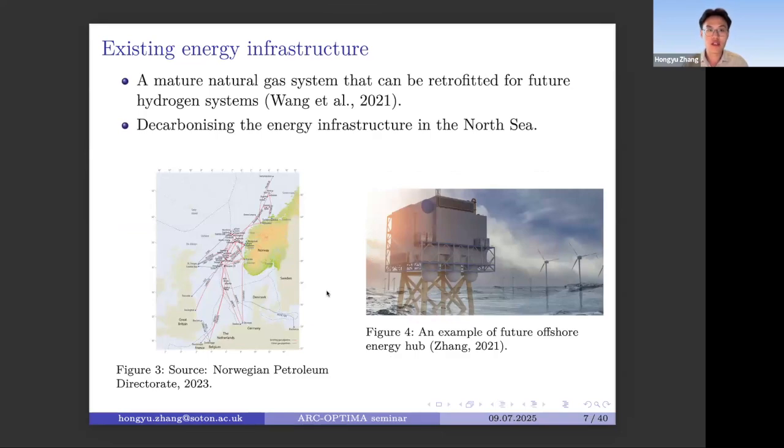In terms of the existing energy infrastructure, this plot to the left illustrates all the gas pipelines from the Norwegian continental shelf to the rest of Europe. Of course, if you look at the European continent and the UK, you will also find a very mature onshore gas system. These networks for natural gas can potentially be used for hydrogen.